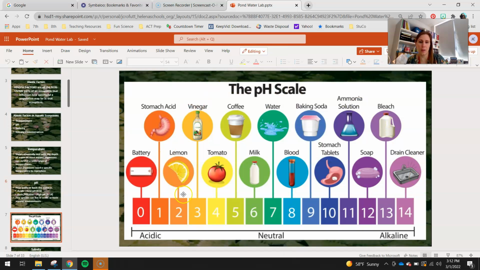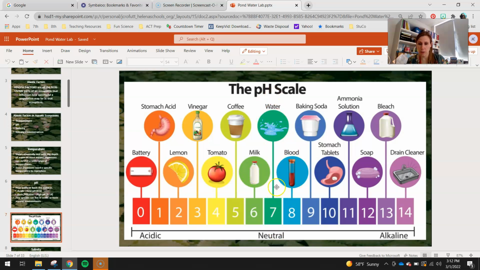Here's a little example of pH. Batteries are one of the lowest on the scale, so really acidic. On the other side, something like drain cleaner, which dissolves all the junk in your pipes but doesn't dissolve the metal itself, is super basic. A lot of your cleaning solutions, soap, and ammonia, that smell you get in Windex, Tums and Rolaids or stomach tablets, are basic, and their purpose is to neutralize an acid. Baking soda is basic, and blood is even a little bit basic.